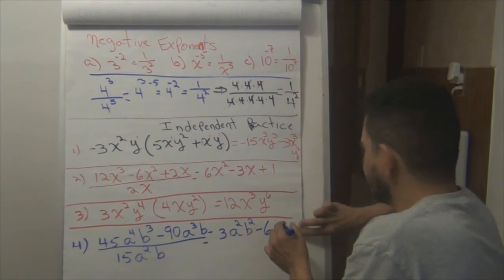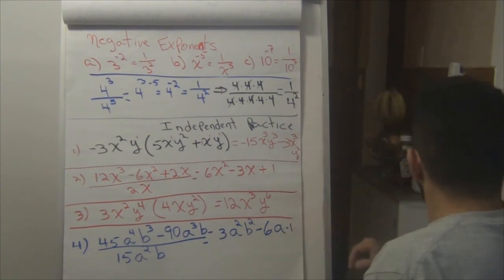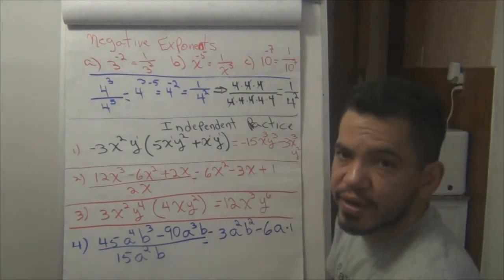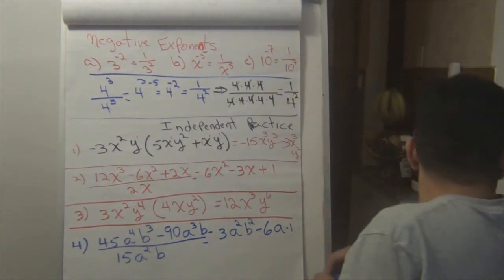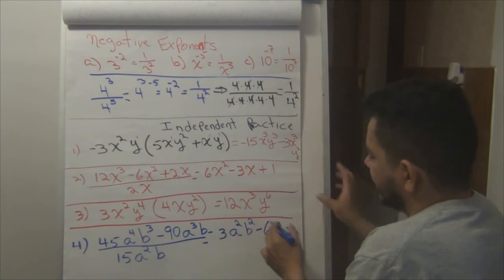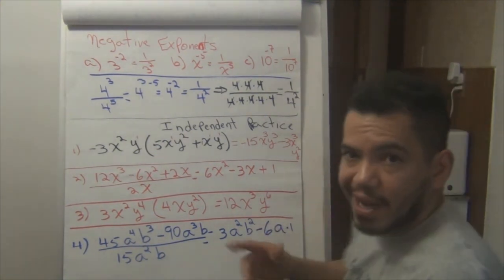So there is times 1. Oh my god, my dog just went crazy. Kobe. No. Okay. So 6a times 1 is 6a. You see what I gotta go through?